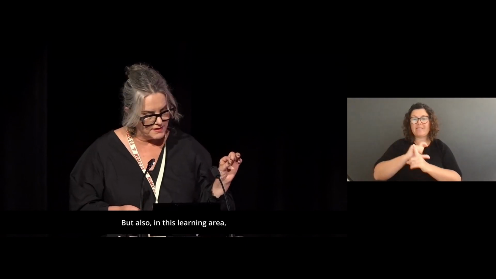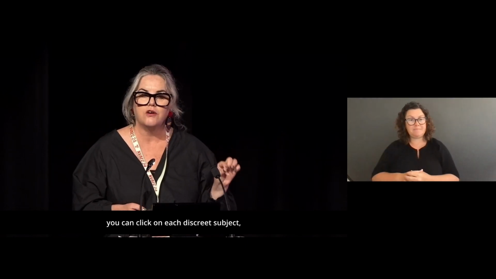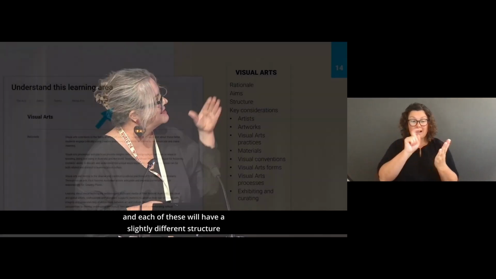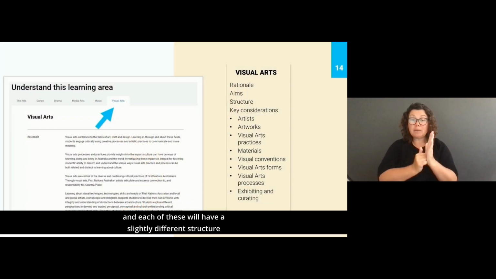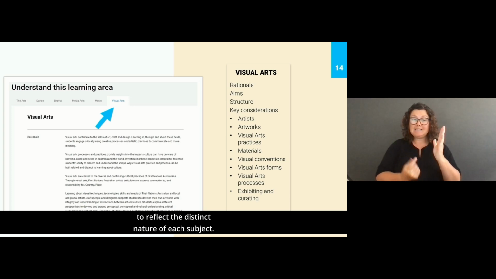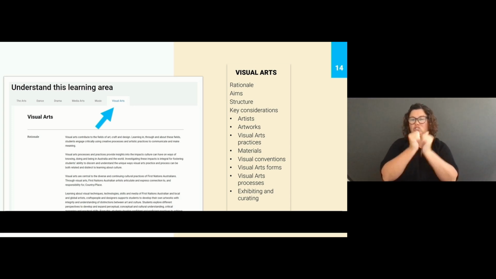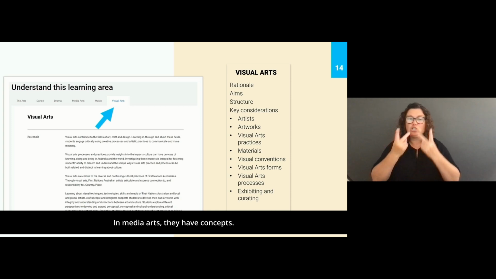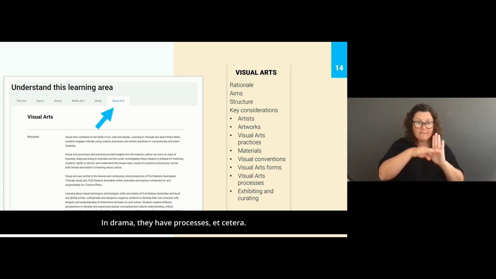But also in this learning area, you can click on each discrete subject, and each of these will have a slightly different structure to reflect the distinct nature of each subject. So in the visual arts, you have materials, visual conventions, visual art forms. In media arts, they have concepts. In drama, they have processes, etc.